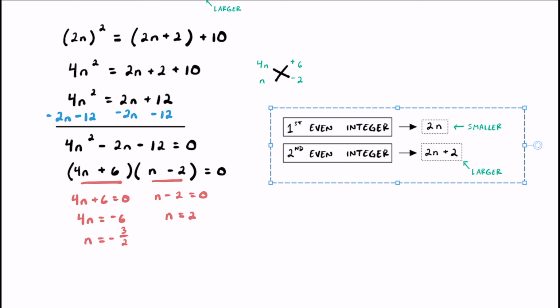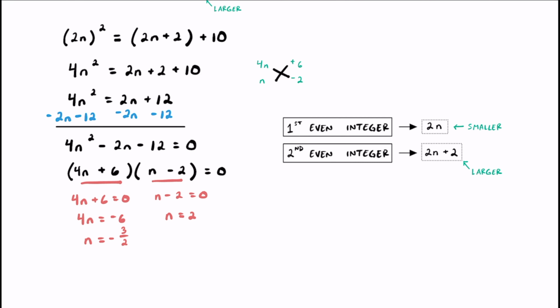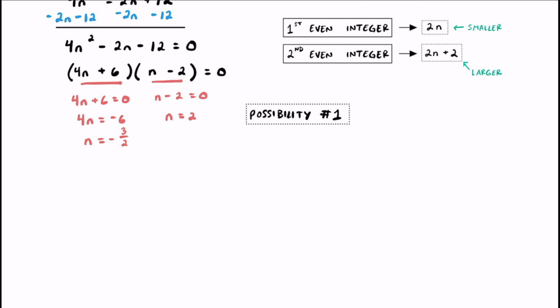All right, so now let's think back to our original expressions. We had this 2n for the smaller integer, and we also had this 2n plus 2 for the larger integer, but we have two possibilities for values of n. Let's see what's going on first when n is equal to this negative 3 over 2. Let's plug that into each of these expressions and see what our first even integer and second even integer are going to be.